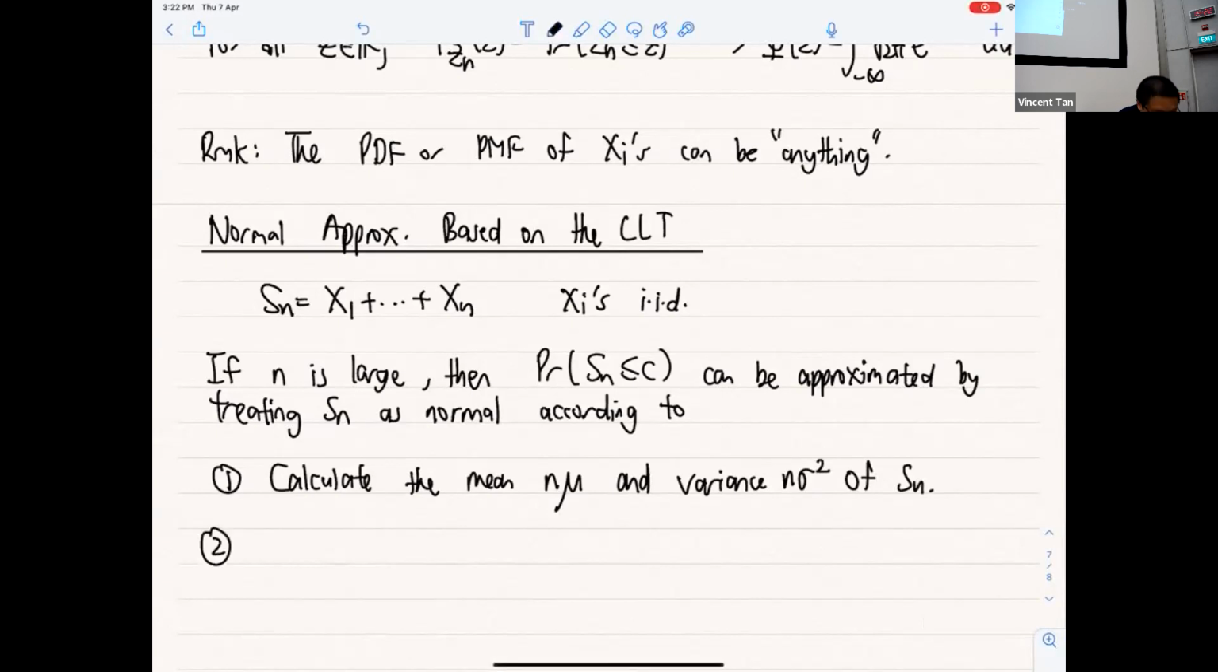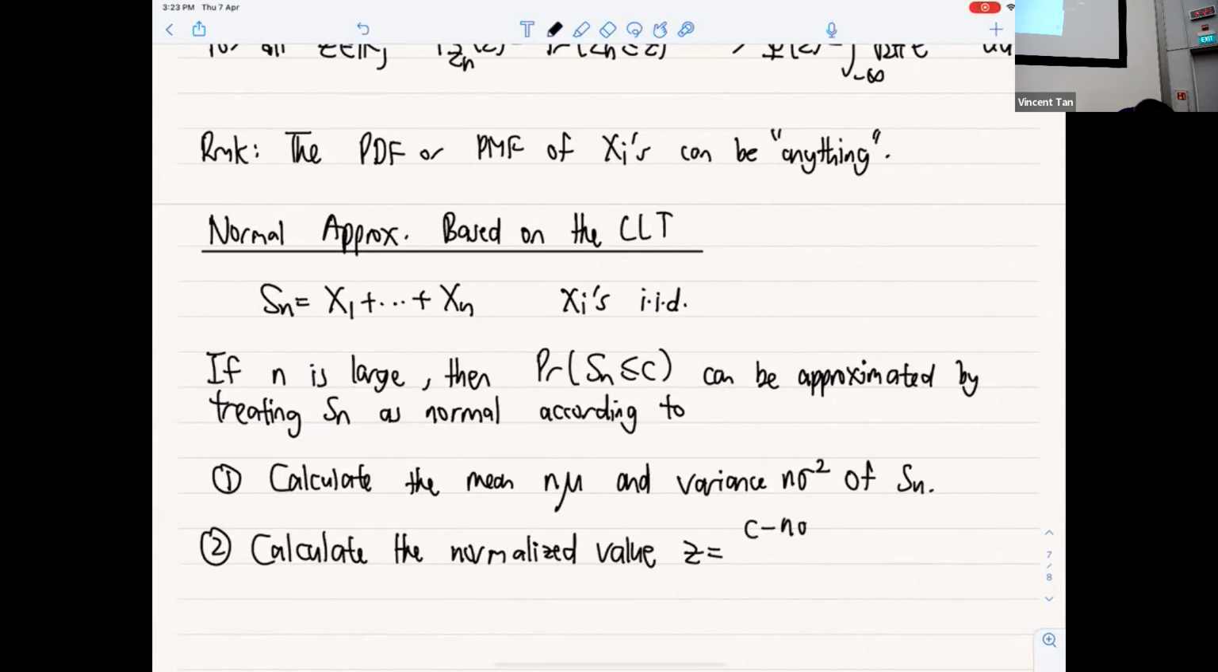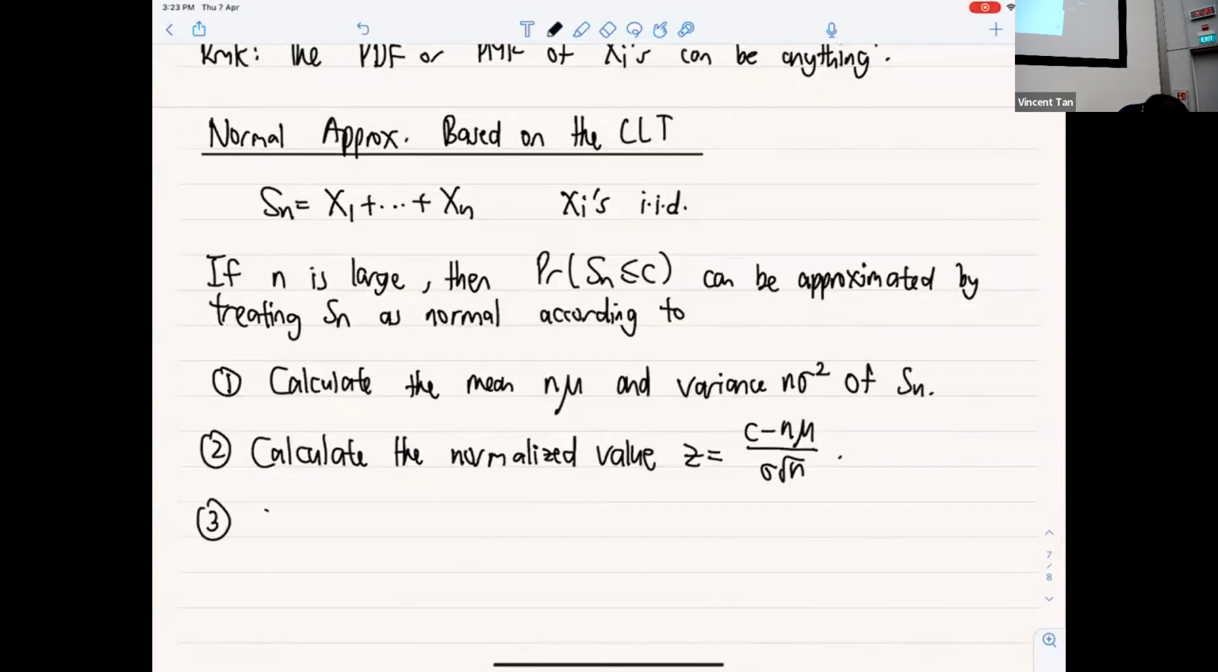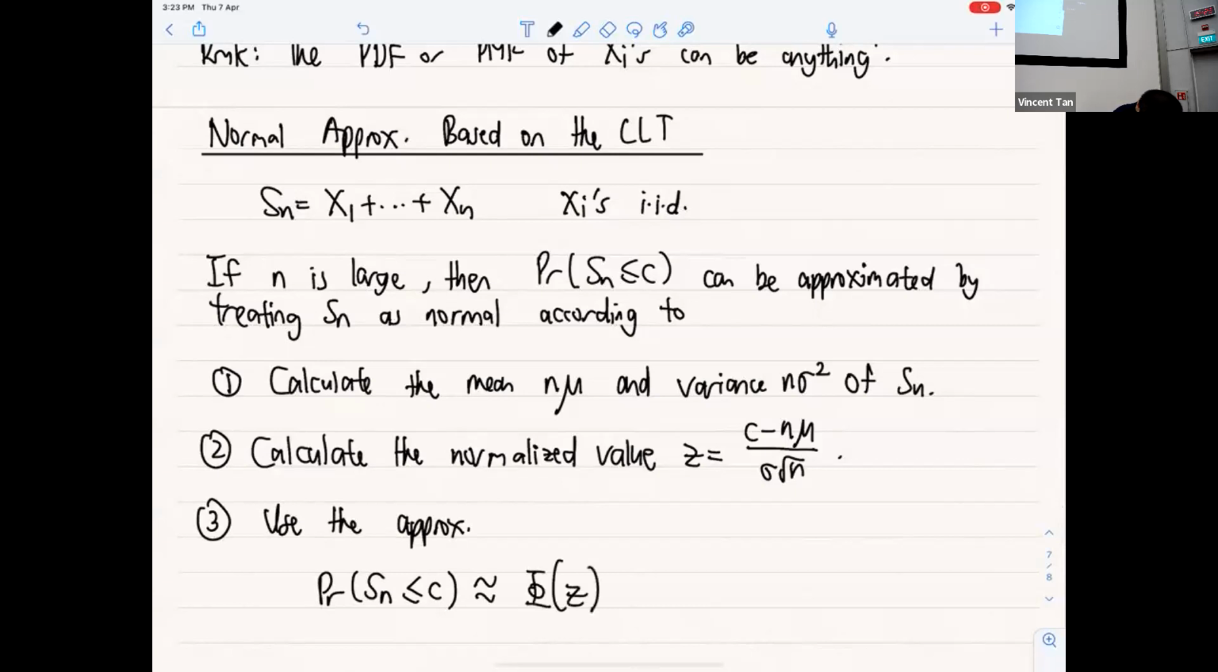And point number 2 is calculate the normalized value of c. Calculate the normalized value, which is called Z: take away the mean, divided by sigma, the square root of the variance, that is, the standard deviation. 3, use the approximation. We are interested in this probability. This is approximately phi of Z, where phi is the Gaussian CDF, and you have tables for that. Okay, so that is the whole algorithm, the whole procedure.